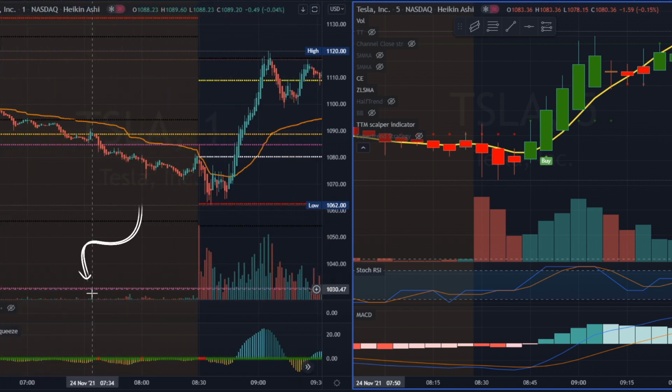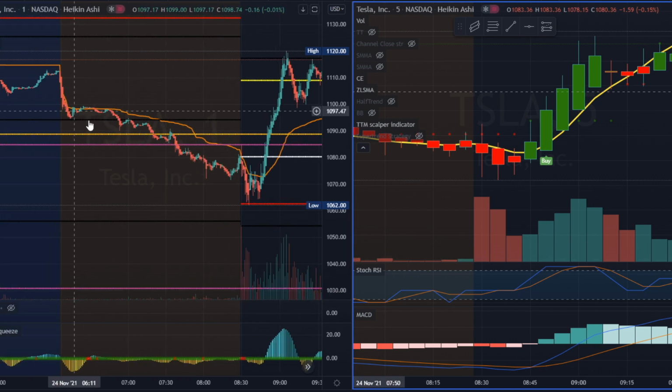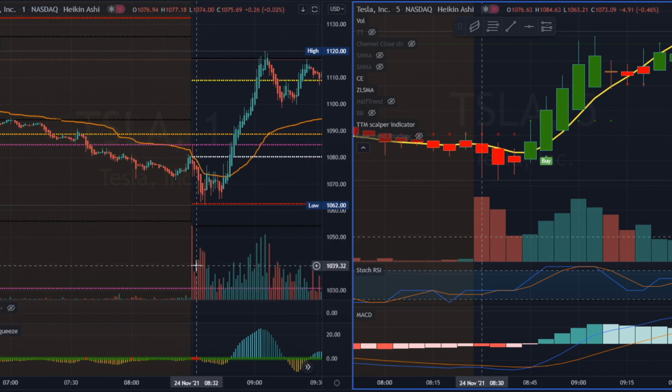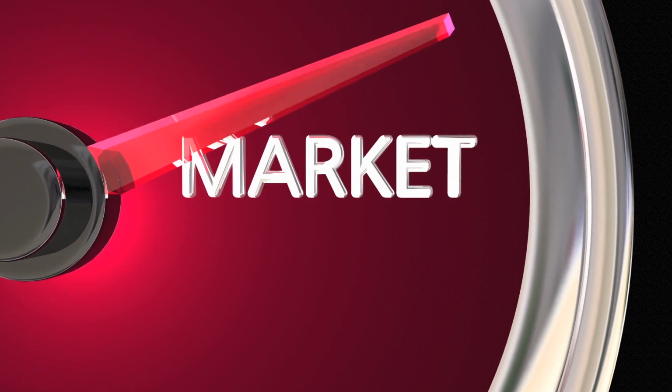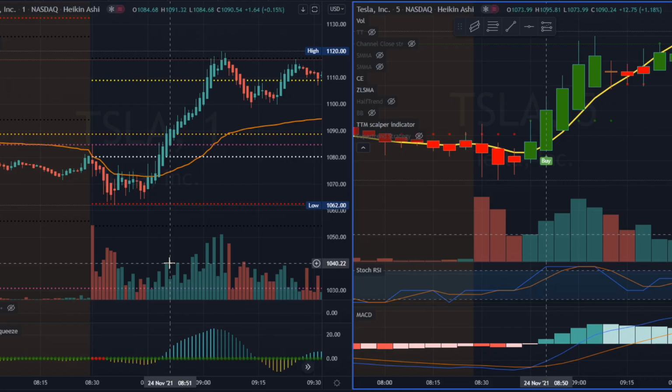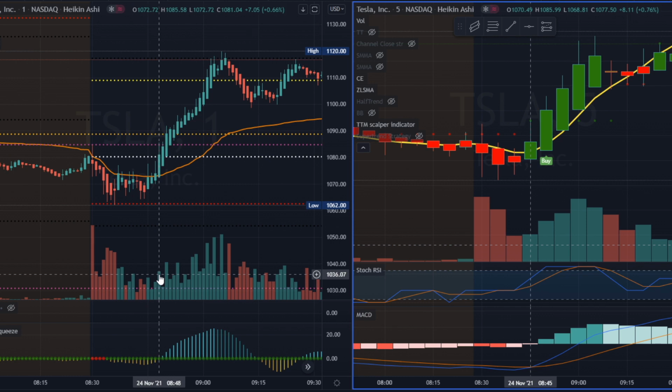If you look at this pre-market, there's barely any volume, and you see the stock is just on a downtrend. And as soon as there's volume in here, there's movement and volatility in the stock. So that's the first condition. You want to trade something that has volume.